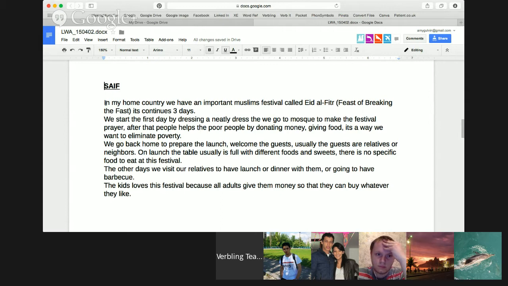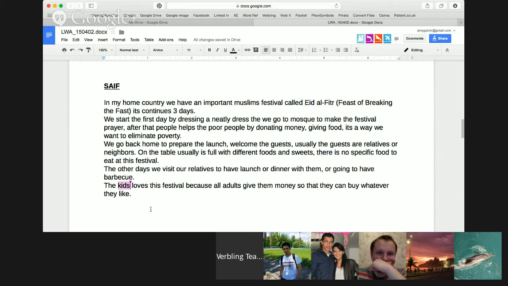On lunch, on the table usually is full with different foods and sweets. There is no specific food to eat at this festival. The other days we visit our relatives to have lunch or dinner with them, or going to have barbecue. The kids love this festival because all the adults give them money so they can buy whatever they like. That sounds like a lot of fun, Saif.